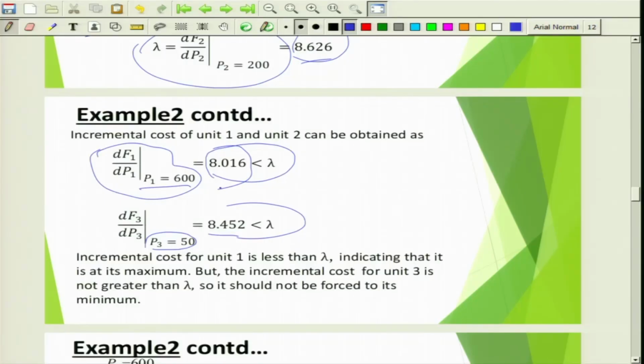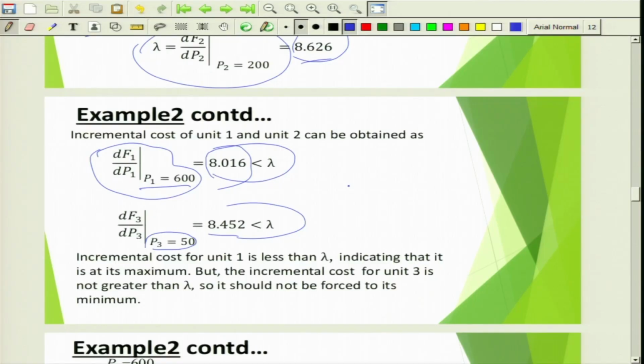whatever value you get should be less than lambda. And if it touches the lower threshold, then it should be greater than lambda. That means dF3 by dP3, as it touches the lower threshold, should have been greater than lambda, and that lambda is obtained by the generator which is not violating any inequality constraint.